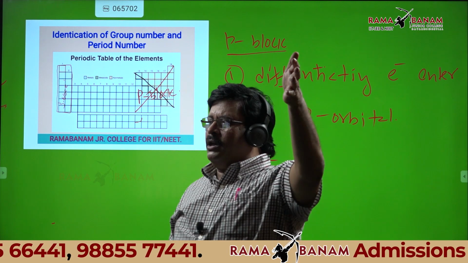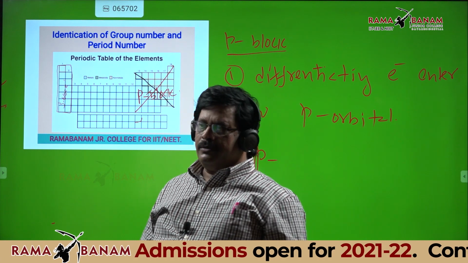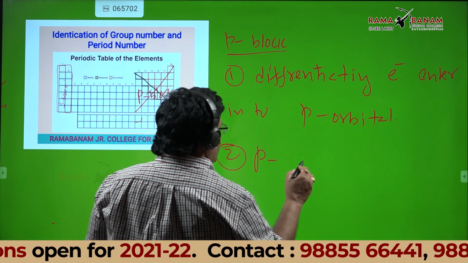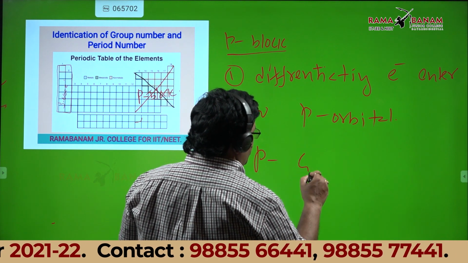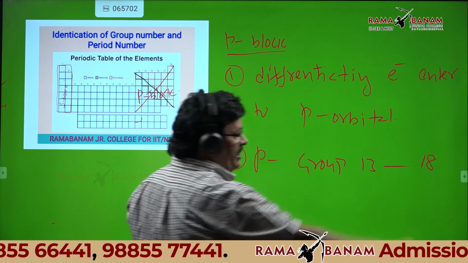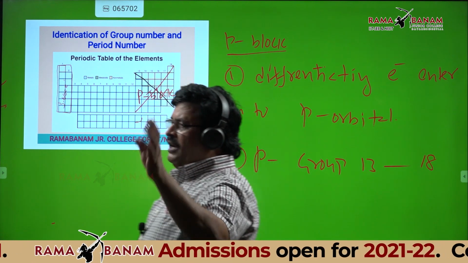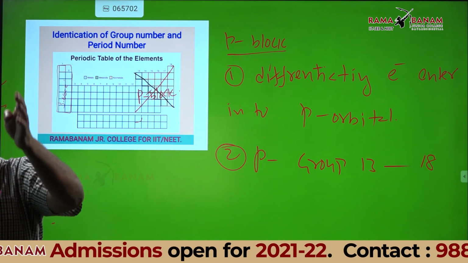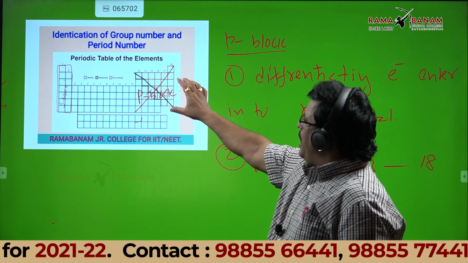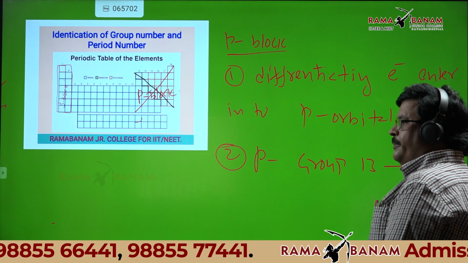Can anyone tell from which group number to which group number is the P block? 13 to 18. Write that. This is group 13 to 18. The P block contains groups 13, 14, 15, 16, 17, 18. This part of the long form of the periodic table is the P block.